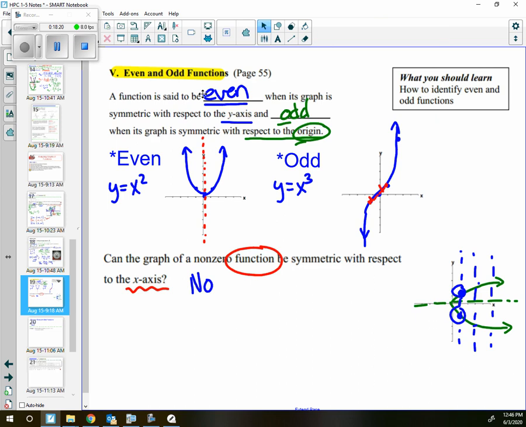All right, so let's talk about our test for symmetry then. How do you check to see? Because I know we can look at the graphs, but sometimes the graphs are kind of complicated, or we don't have the graph, we have an equation.